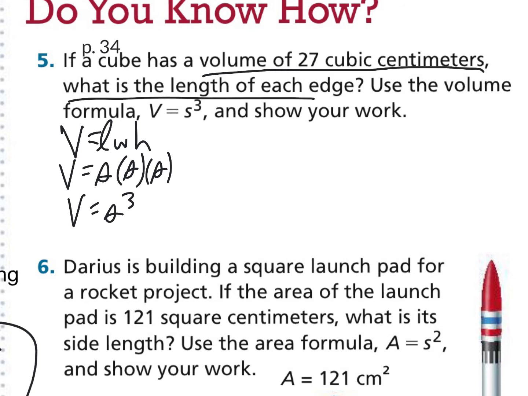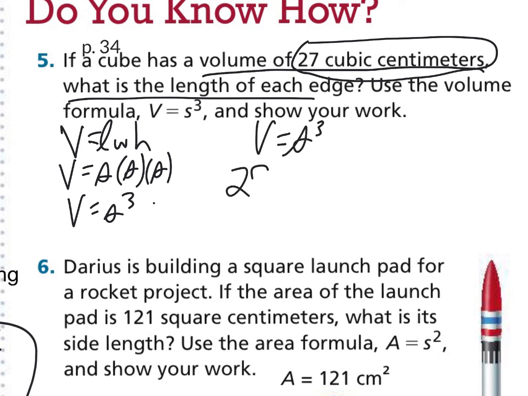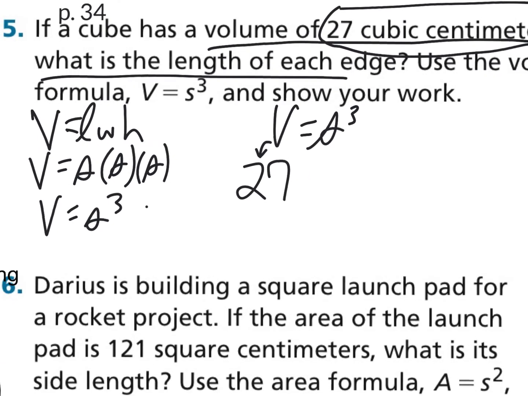Okay, so if that's our equation we're using, and they tell us the volume is 27 cubic centimeters, we're just taking that equation, we're substituting a 27 in place of the V, in place of our volume. And then we're going to solve for the side length. So since the variable is being cubed, we would want to take the cube root. Cube root on both sides. The cube and the cube root cancel out.